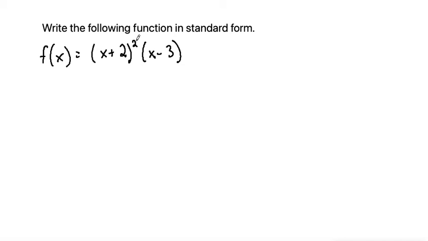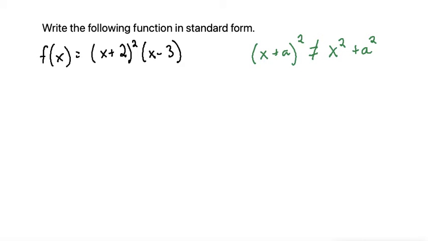The first parentheses has a square on it. One common error is to just square the first term and square the second term. But keep in mind that if you have x plus a squared, that does not equal x squared plus a squared. That does not work.